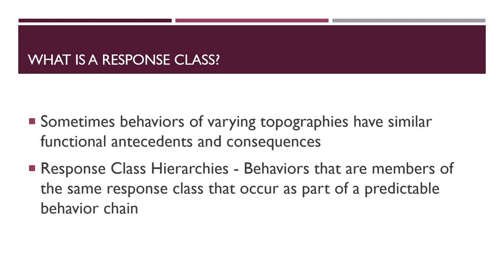This is behaviors that are members of the same response class, but they occur in a predictable behavior chain, meaning that low intensity behaviors might escalate into more intense behavior. So perhaps a student who bangs on his desk as a first behavior, then knocks the desk over as a second behavior, and then throws a chair across the room as the third behavior. These are all part of the same response class, meaning they have the same antecedents and consequences, but they occur in a predictable chain. So you can address that whole behavior or response class with your one intervention.